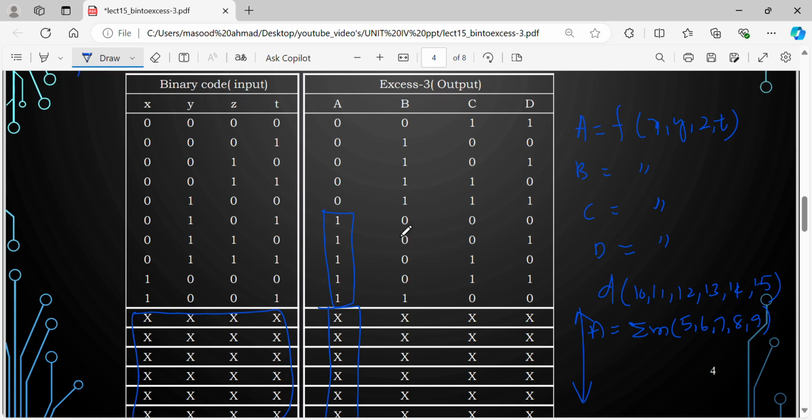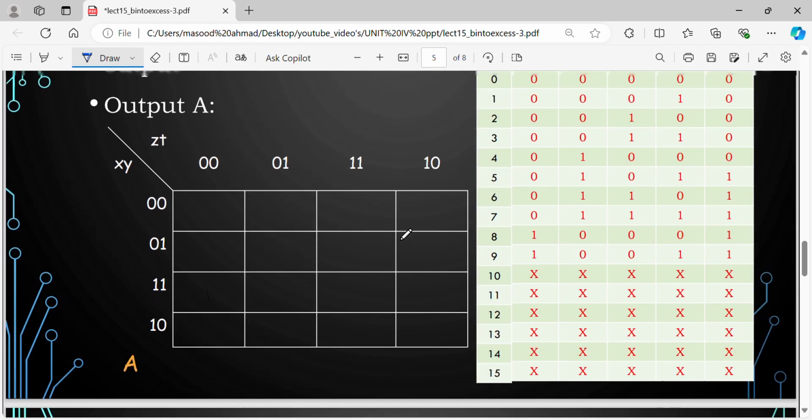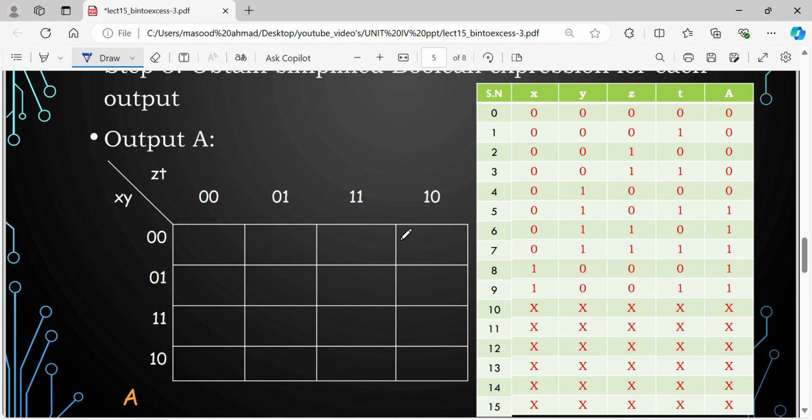In subsequent slides, we can look at the input output comparison, then directly enter into the map. What is known to us is the don't cares, 10, 11, 12, 13, 14, 15. Next, for which is A equal to 1? For 5 it is 1, which is 0101. Then 5, 6, 7, 8, 9. So this is 8 and this is 10. I can go for this four combination, and this four combination. For each and every combination, I can write the expression.